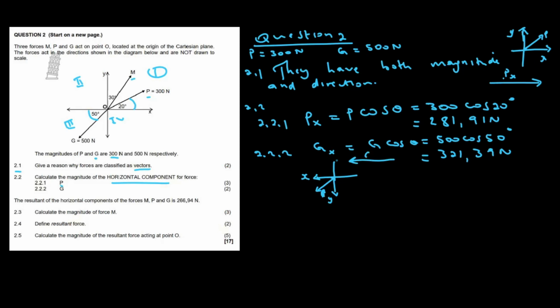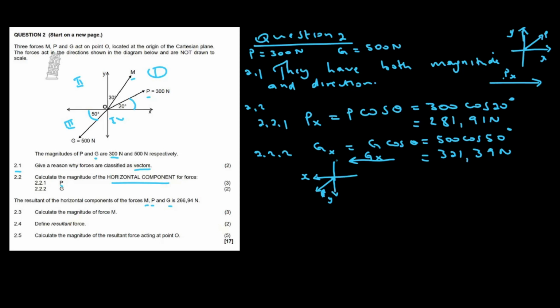So this is going to be G in X to the left. Okay, so now I can move to the next question. So the resultant of the horizontal components of the force is M, P, and G is 266.94 newtons. Okay, but before I can move on and do this problem, I just want to show you something.